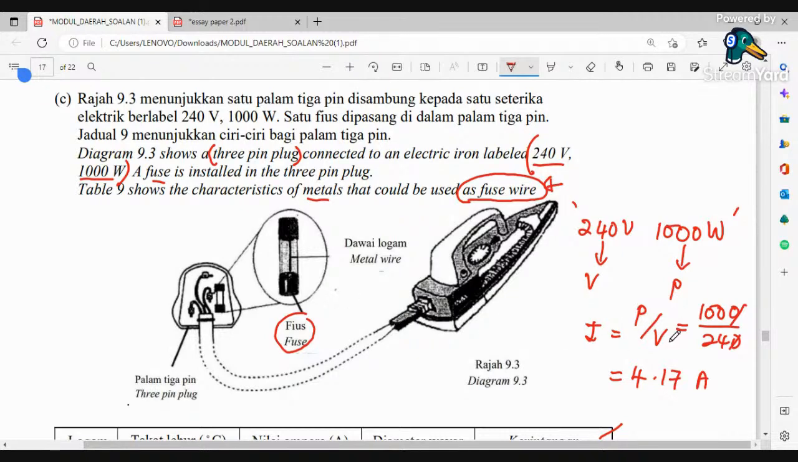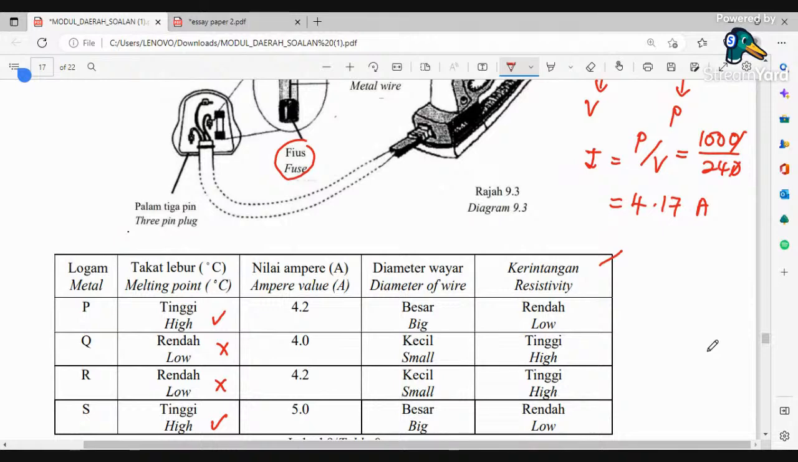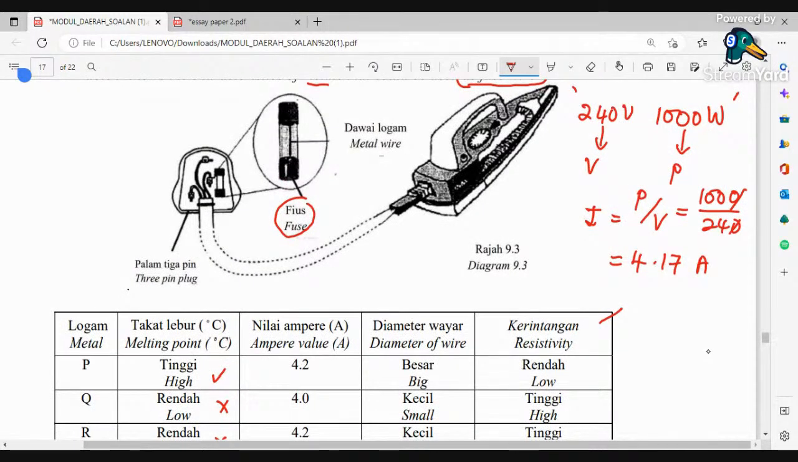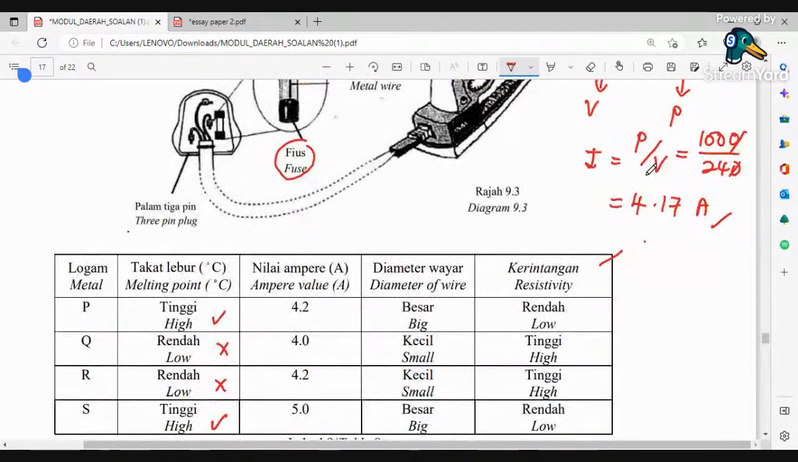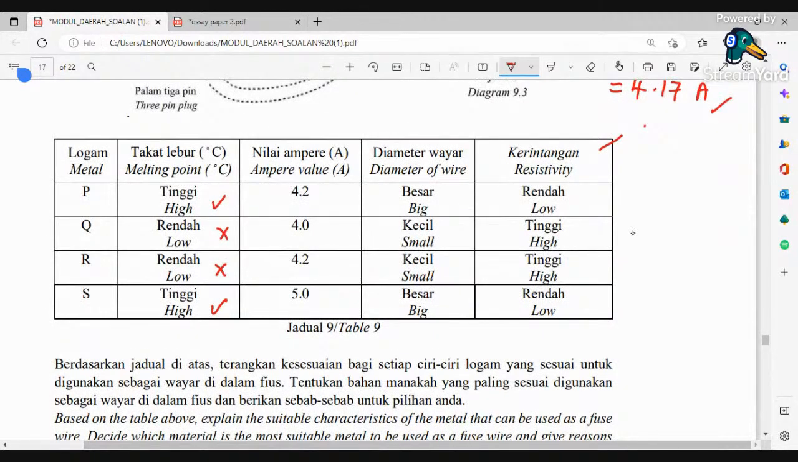So the current label for the fuse must be slightly higher than this. It cannot be lower than this, it must be slightly higher, because current leak is normally more than the normal current. This is the normal current because we calculated based on the power rating. So I will accept the ones slightly higher and remove this one. 4.2 is also not so good, because here is 4.17, just a little bit. But let's go to the next one.